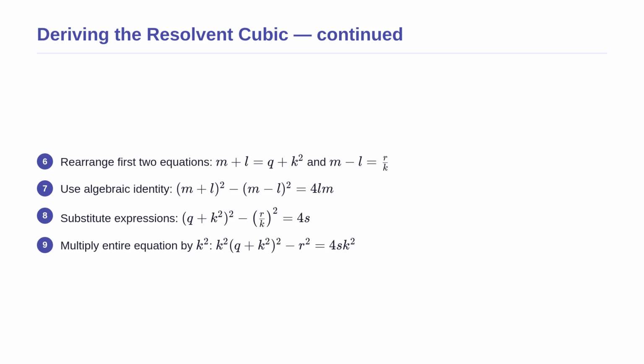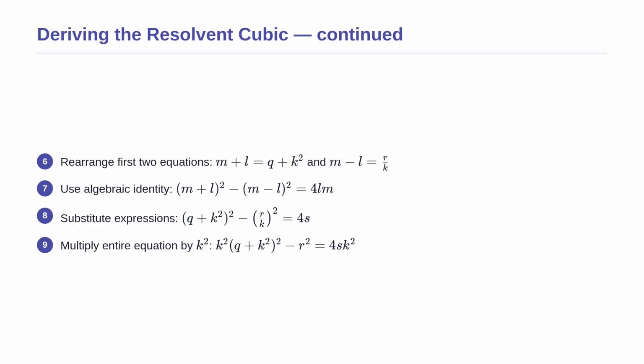Moving forward with our derivation, we rearrange our first 2 equations to isolate the sum and difference of m and l. Now we connect these using a famous algebraic identity. The square of a sum minus the square of a difference equals 4 times the product. The intuition here is to eliminate m and l entirely, leaving an equation with only k and our knowns.